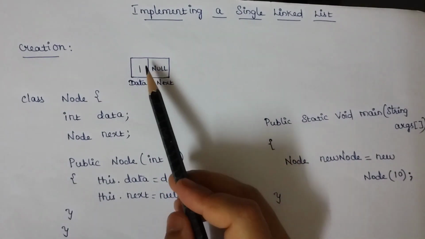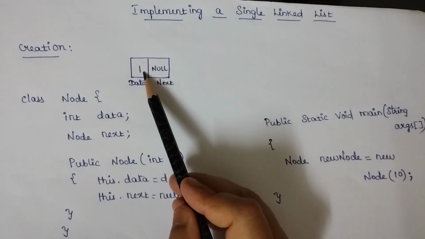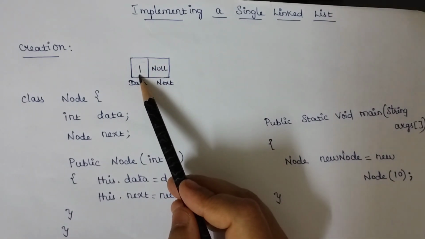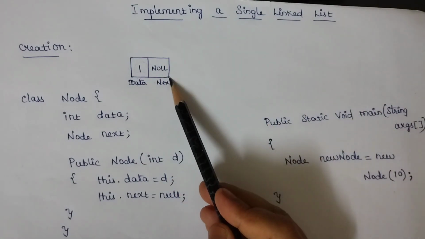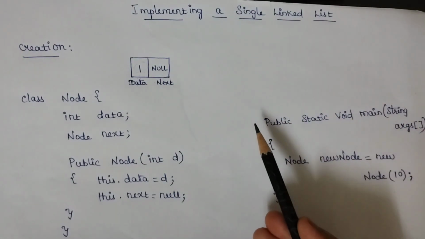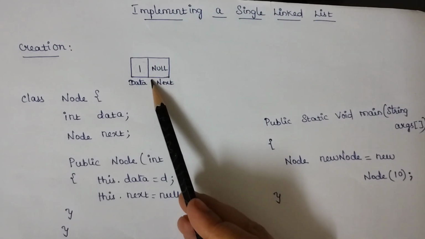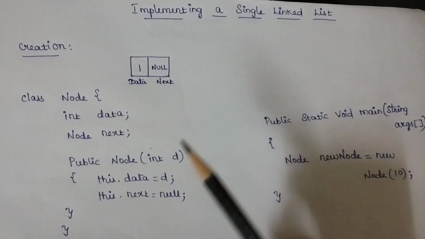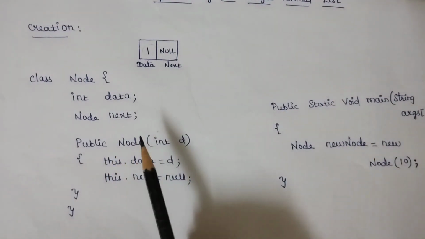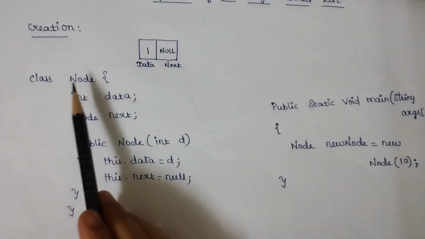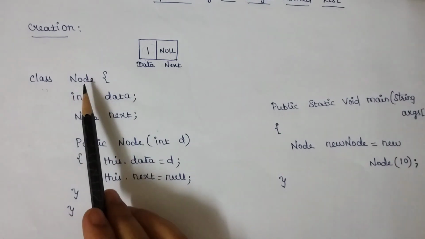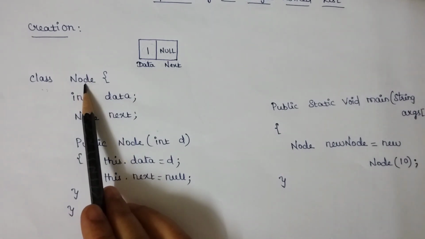Here the data part can store a homogeneous type of data. That is, it can be integer data or it can be character data, right? And the next is always holding the address of the next node. So how do we create a node? What is the structure we use to create a node? For creating a node in Java, we use a class. With the help of a class, you are going to create a node. Class followed by the name of the class. Here the name of the class is Node.